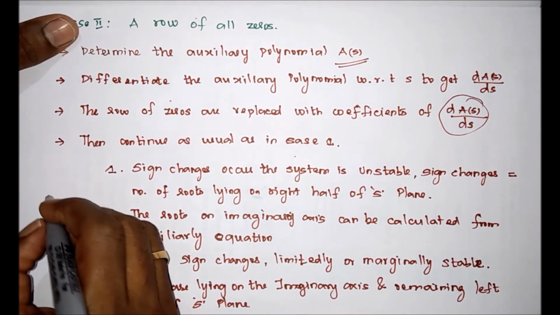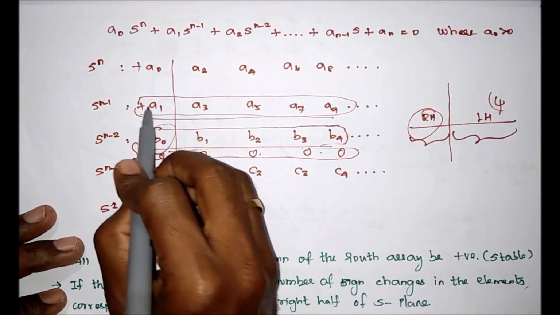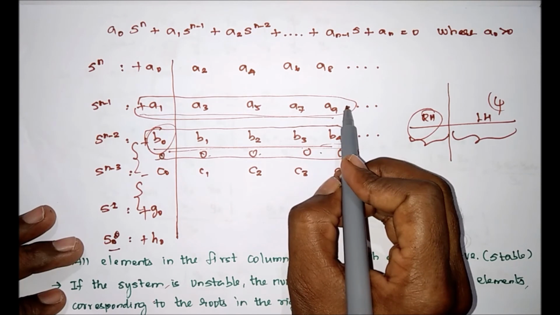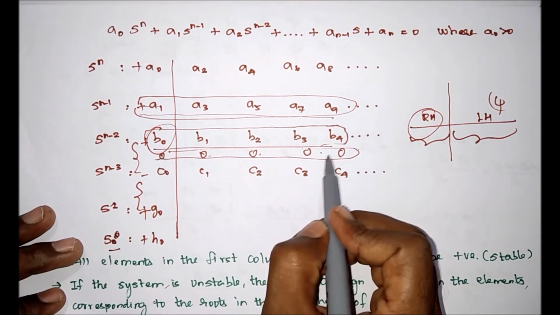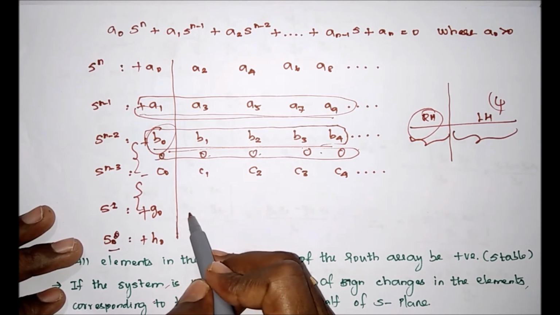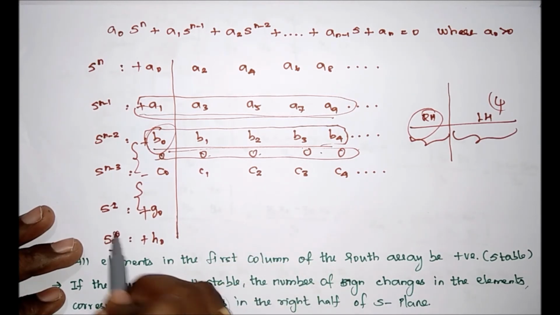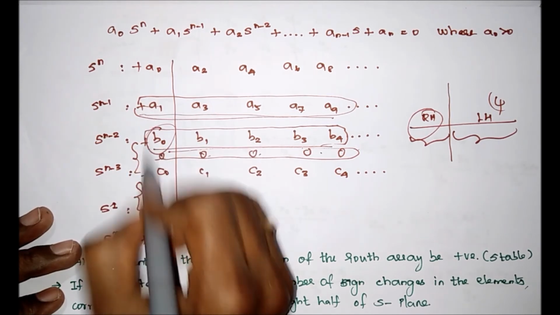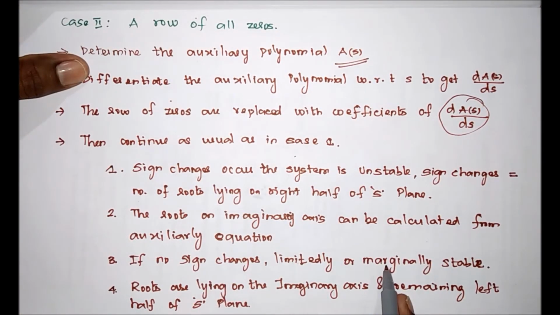For example, in this, suppose a 0 row comes, then we take this as the auxiliary equation. Then we differentiate it with respect to s and write its coefficient here. Then we use the same procedure as in case 1. After completing until s power 0, if we take the first column and there are no sign changes, we can say it is limitedly or marginally stable.